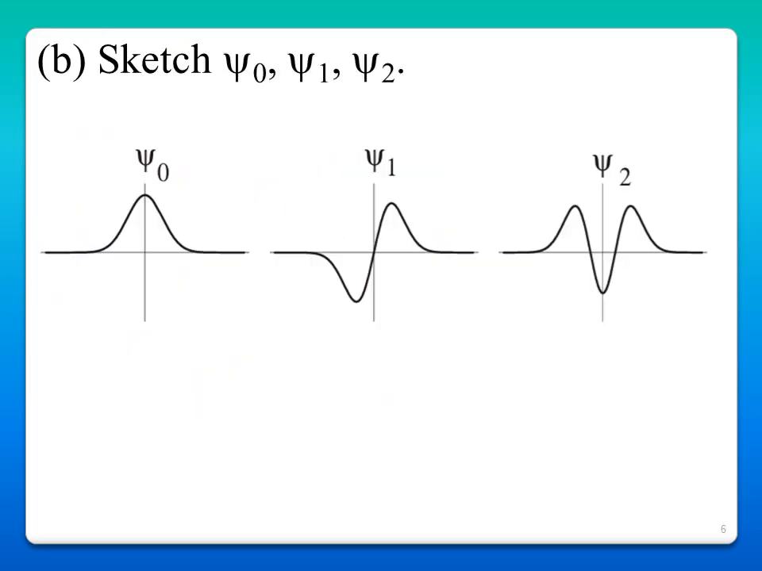Now if you sketch this, psi naught is actually e power minus x squared. It is like a Gaussian function, and psi 1 is with some x value, so it is like a derivative. And psi 2 is with x squared minus 1 and e power, so it will look like this.